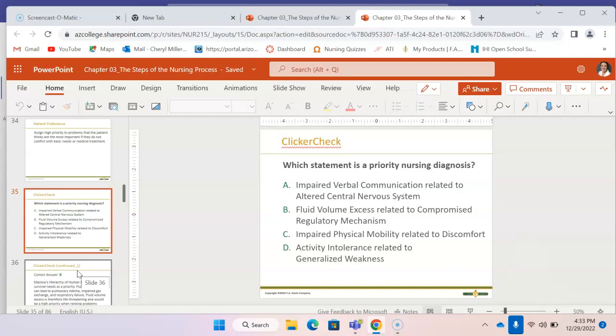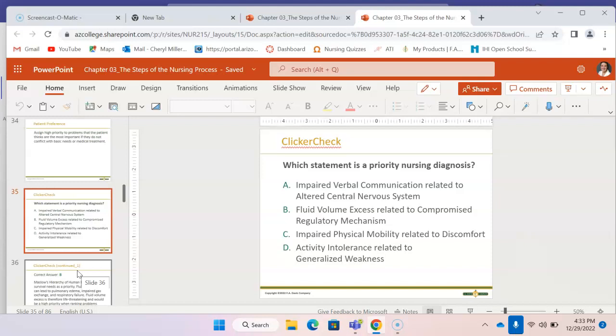See how they did it? So this is how they get you. They put CNS in there, and you didn't read the whole thing. A patient not being able to communicate with me verbally is not a big priority on my list. Impaired physical mobility. They can't move. But is there something ABC? Is there an ABC that's going to be a priority?